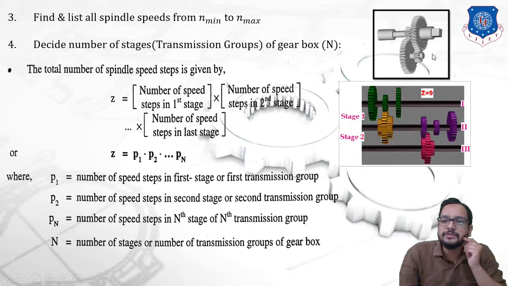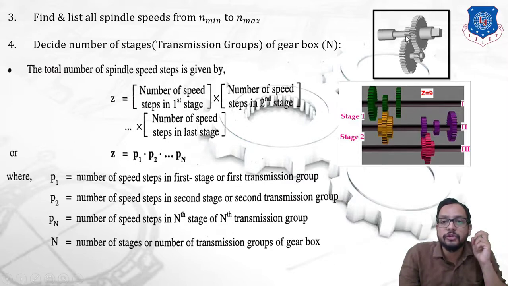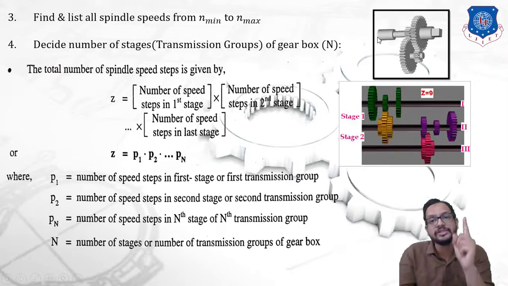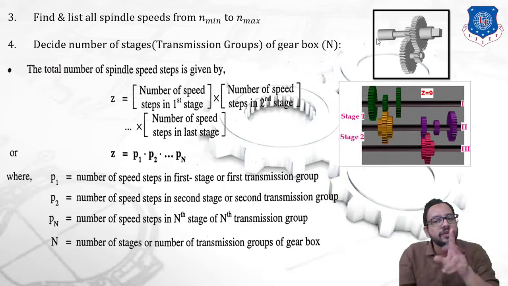So how many speed steps can we obtain by this combination? You would say two different speeds can be obtained. Okay, so this arrangement indicates that since there are two shafts used, this is one stage. Okay, this is indicating a one stage or a single stage. So in a single stage we can obtain a maximum of up to 3 speeds.